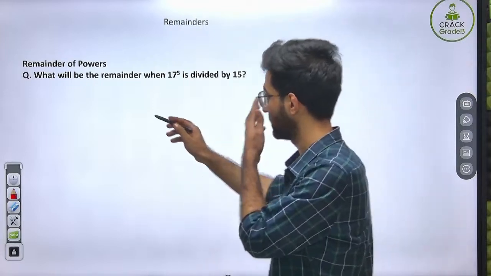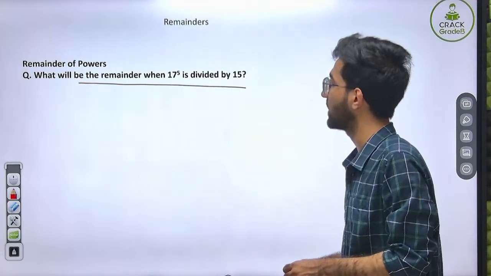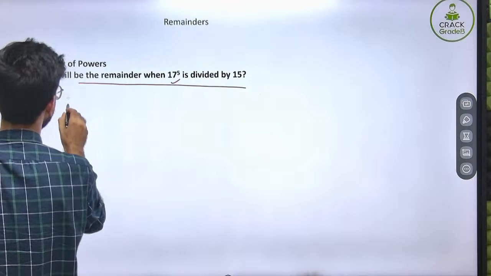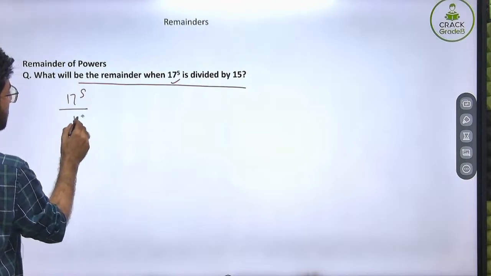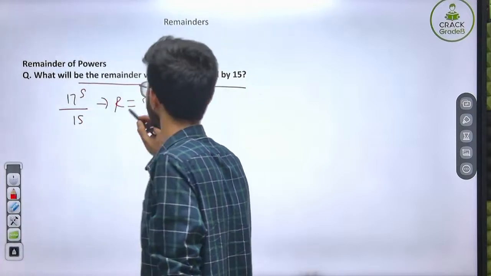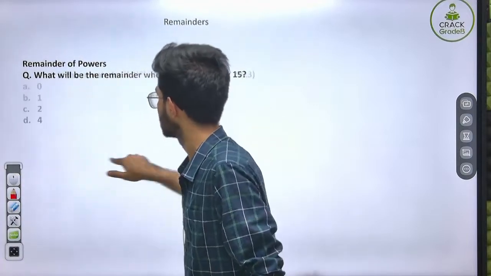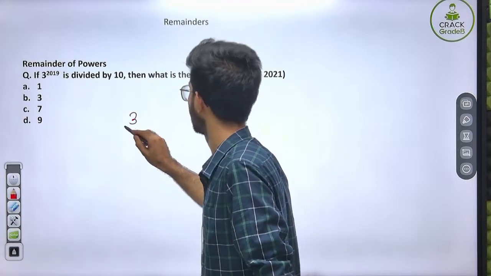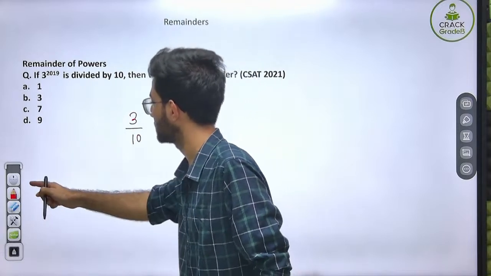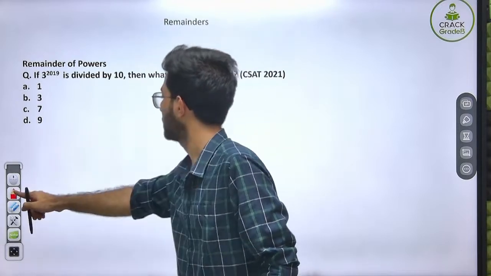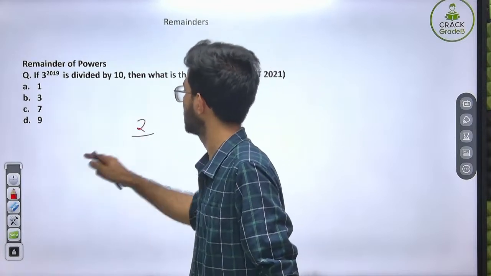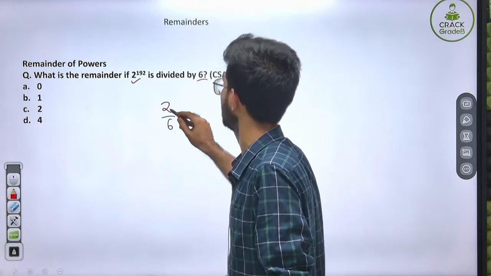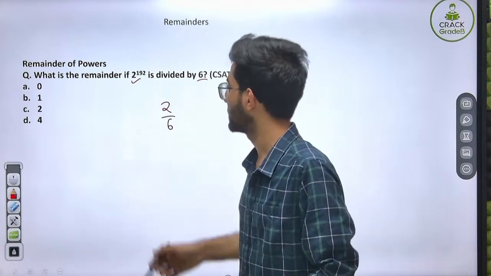Now look at this question. What will be the remainder when 17 to the power 5 is divided by 5? Okay, you have to answer that. If you divide 17 to the power 5 by 5, what will be the remainder? I will suggest you, see, in earlier questions, you can't divide 3 by 10, right? In this question you can't divide 2 by 6, means even if you divide 2 by 6, you will get the remainder as 2.